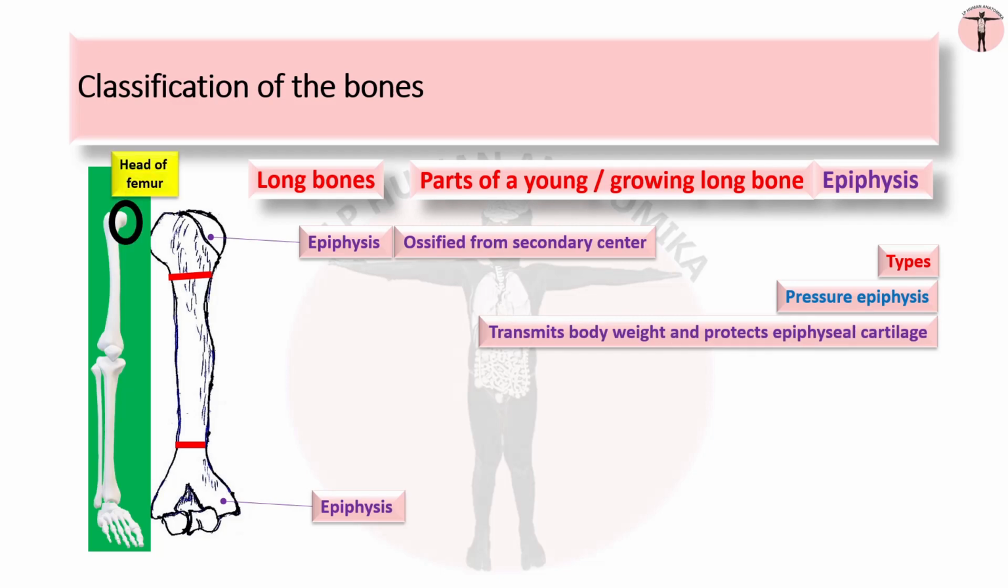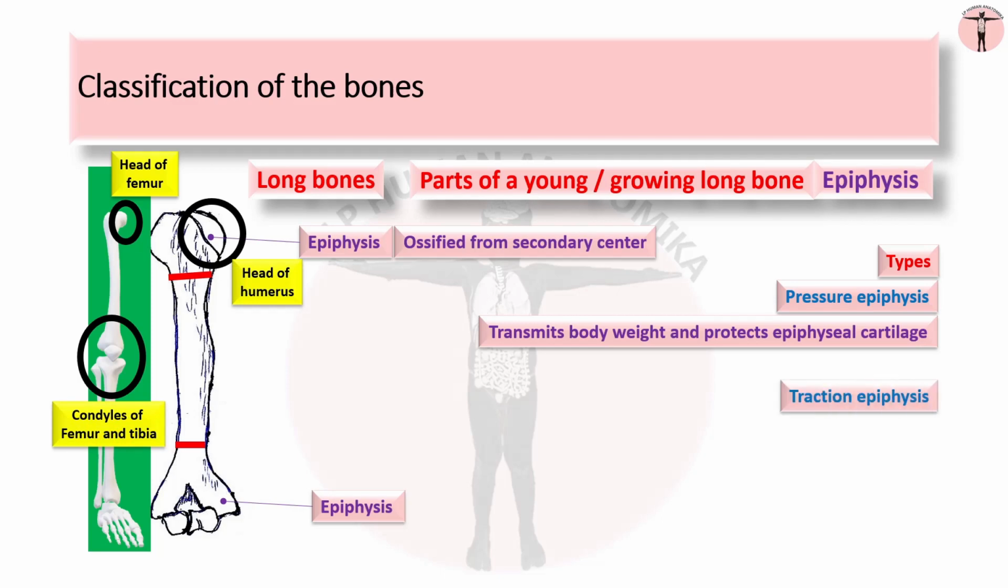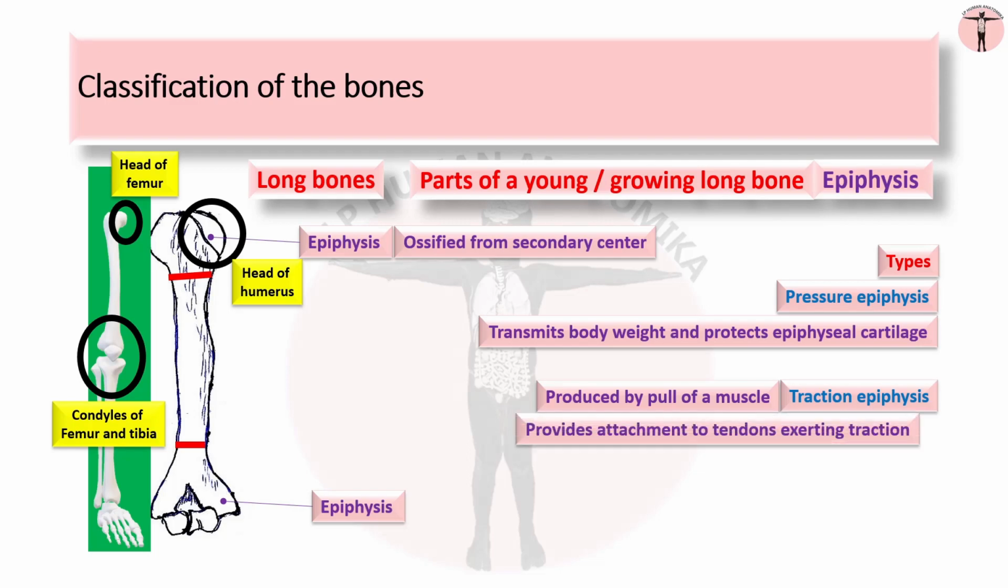Head of femur, head of humerus, condyles of femur, and tibia are examples of pressure epiphysis. Traction epiphysis. It is produced by the pull of some muscles. It is non-articular and does not take part in the transmission of weight. It always provides attachment to one or more tendons which exert traction on the epiphysis.